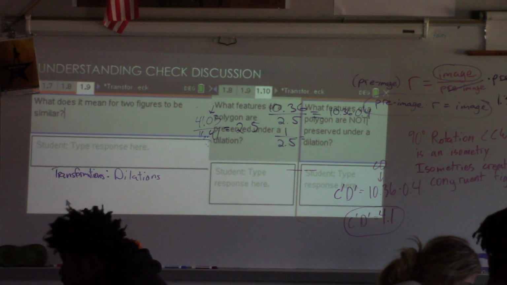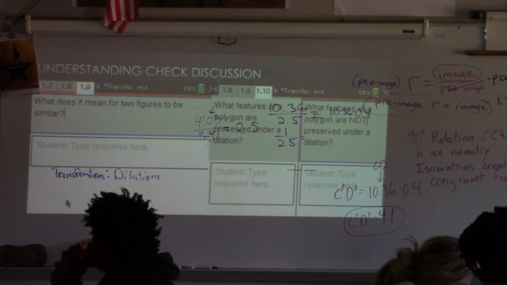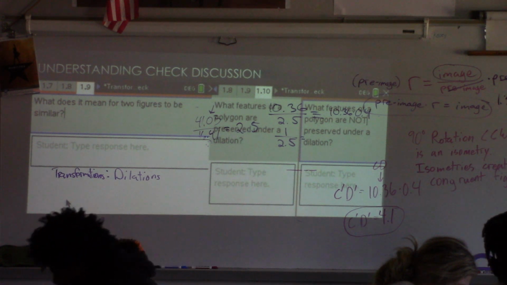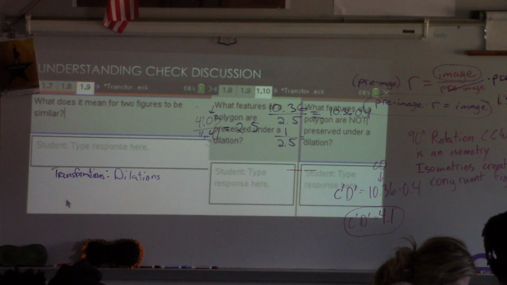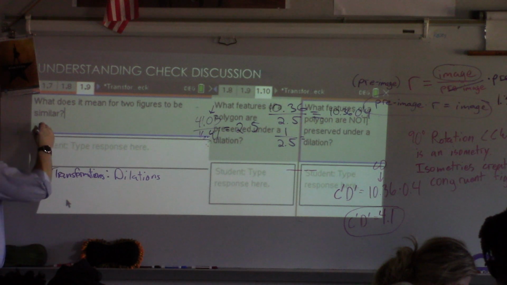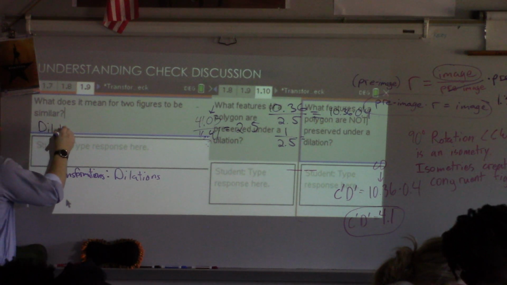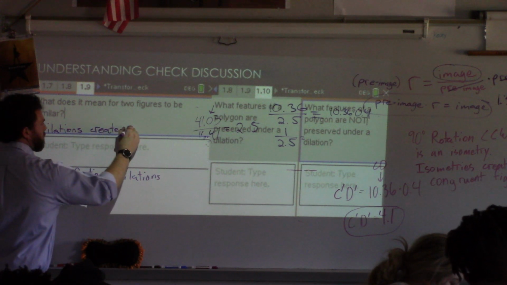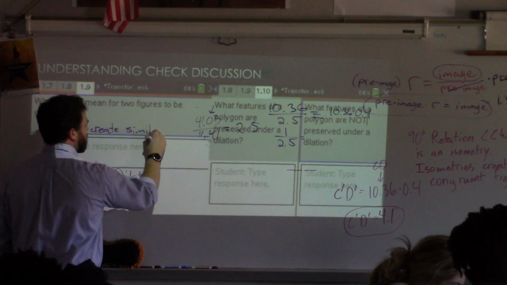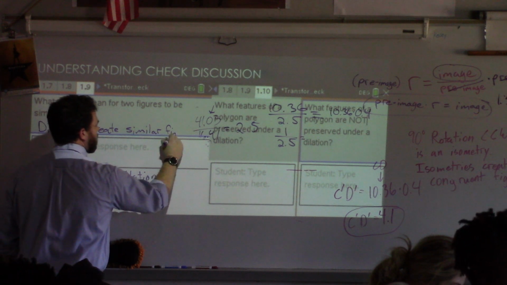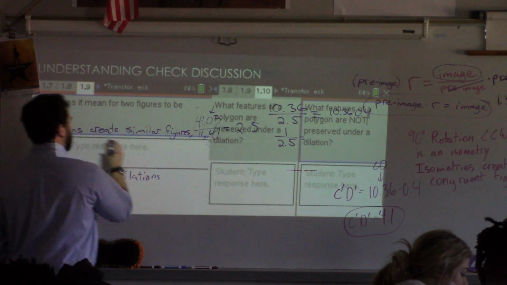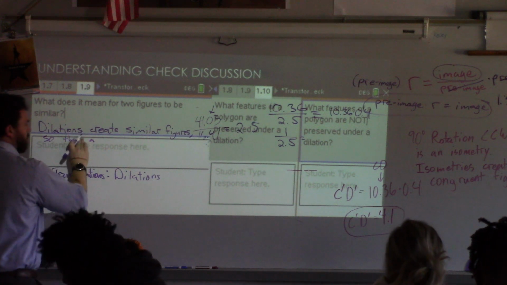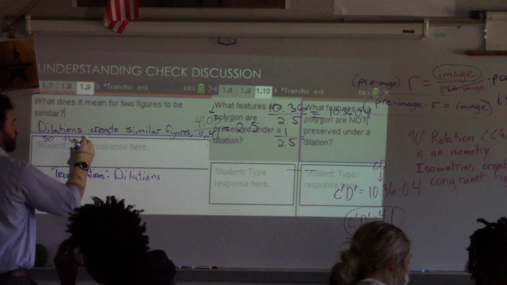You have to understand, first off, what transformation creates similar figures? Dilation. Dilations create similar figures. So the angles are what? Nope. The angles are congruent.